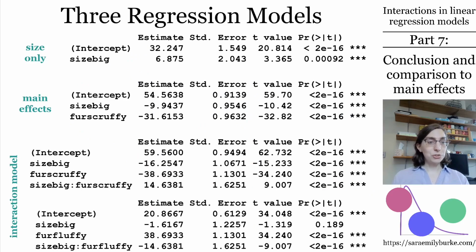The third regression model that I'm going to show is an interaction model that has size and fur and the size by fur interaction. And of course, it's easiest to understand the size by fur interaction if we include a version where the fluffy dogs are the reference category, like here, and a version where the scruffy dogs are the reference category, like here. So we can see that the slope of size in the fluffy case is negative 16, and the slope of size in the fluffy case is only negative 1.6.